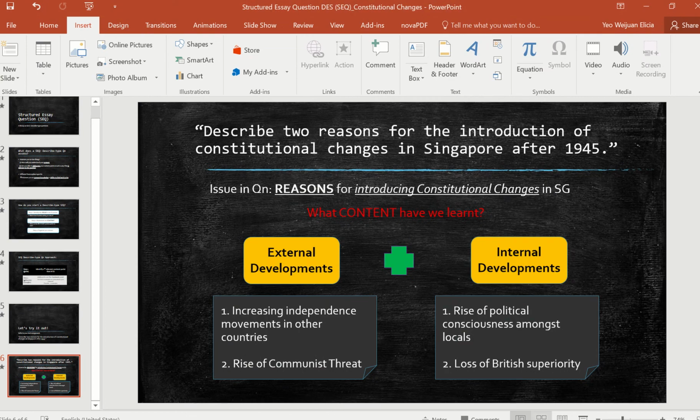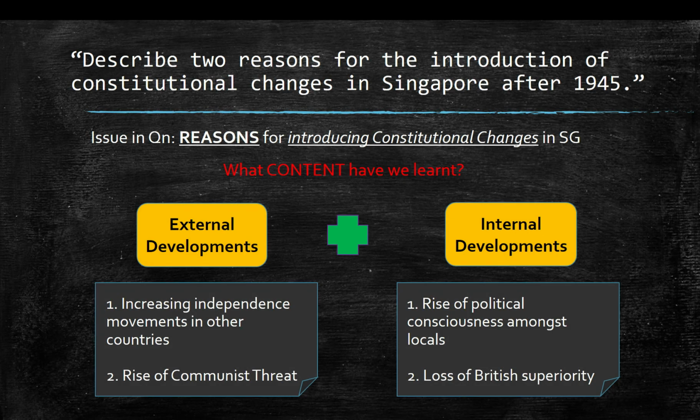So what can you be writing on? You can write on increasing independence movements in other countries, or you can talk about the rise of communist threat, or you can talk about the loss of British superiority. Whichever point that you choose to write on, remember that you will need to elaborate on it as well as provide examples that support your elaboration and your main point. Okay?